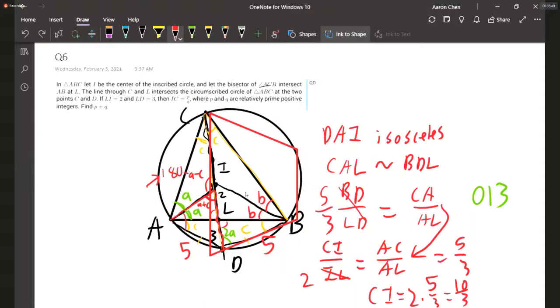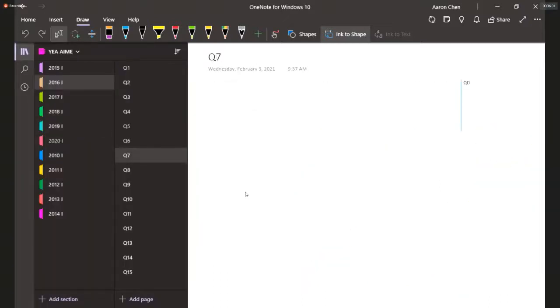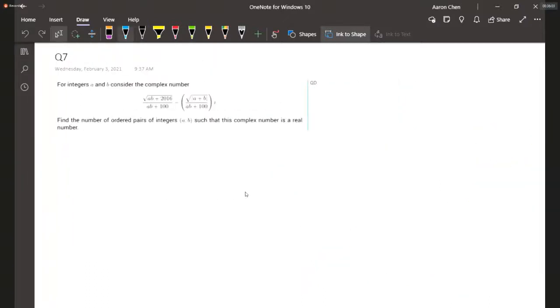Okay. That autocorrect. Okay, but yeah. So are there any other questions? All right. I guess not. So let's move on to question 7. And then once again, I'll give you a couple of minutes to do the problem.